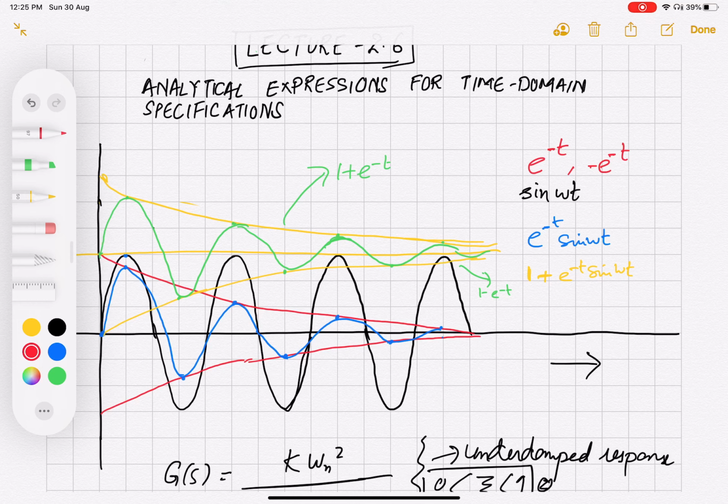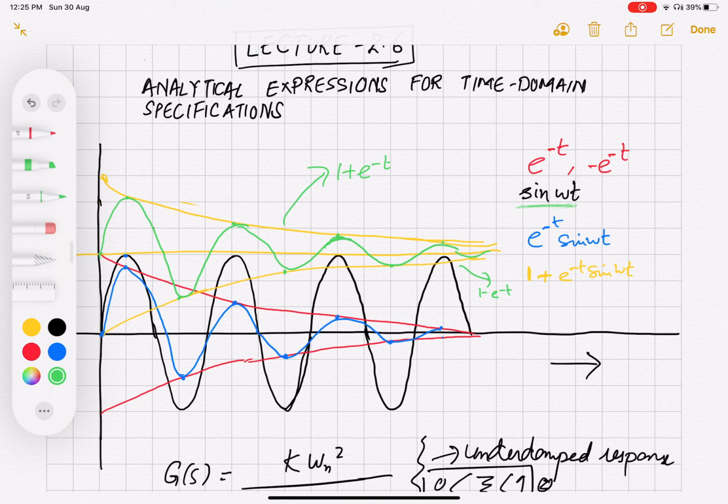Let us first look at the waveform for sine omega t, right? So this sine omega t I have sketched in black color. So you can see black is a pure sinusoidal wave. Now, what is going to happen if I multiply sine omega t with an exponentially decaying term?